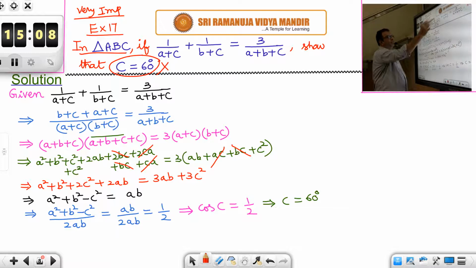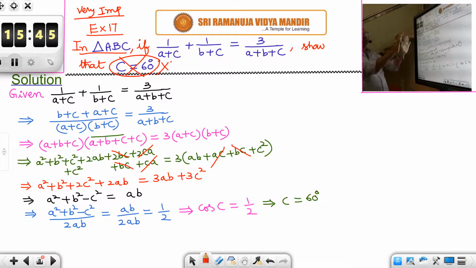The question is modified like this. In triangle ABC, if 1 by a plus c plus 1 by b plus c is equal to 3 by a plus b plus c, then one of the angles of the triangle is 60 degrees. Which angle is 60 degrees? That is the question. I am not giving c is equal to 60. One of the angles is definitely 60 degrees. Which angle is 60 degrees? That is my question.